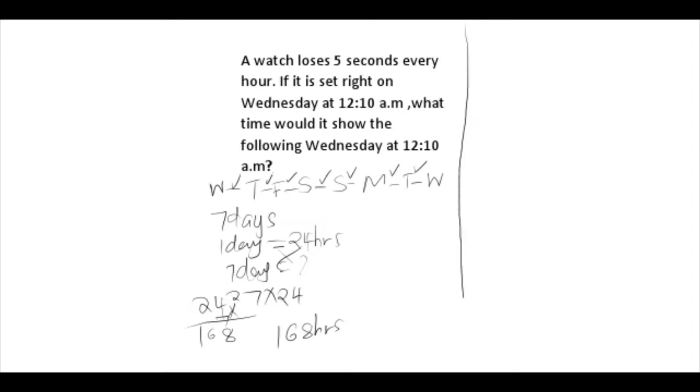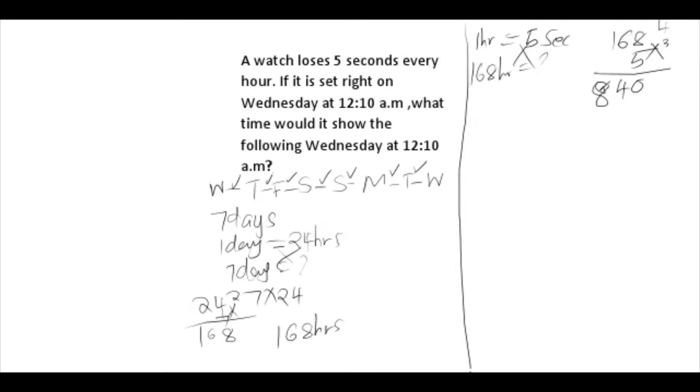the watch loses 5 seconds every hour. So in 1 hour we'll have lost 5 seconds, what about in 168 hours? For us to know the total time that will have been lost, we have 168 times 5. So 8 times 5 is 40, we carry 4. 5 times 6 is 30 plus 4 is 34, carry 3. Then we have 5 times 1 is 5 plus 3 is 8. So we have 840 seconds lost.